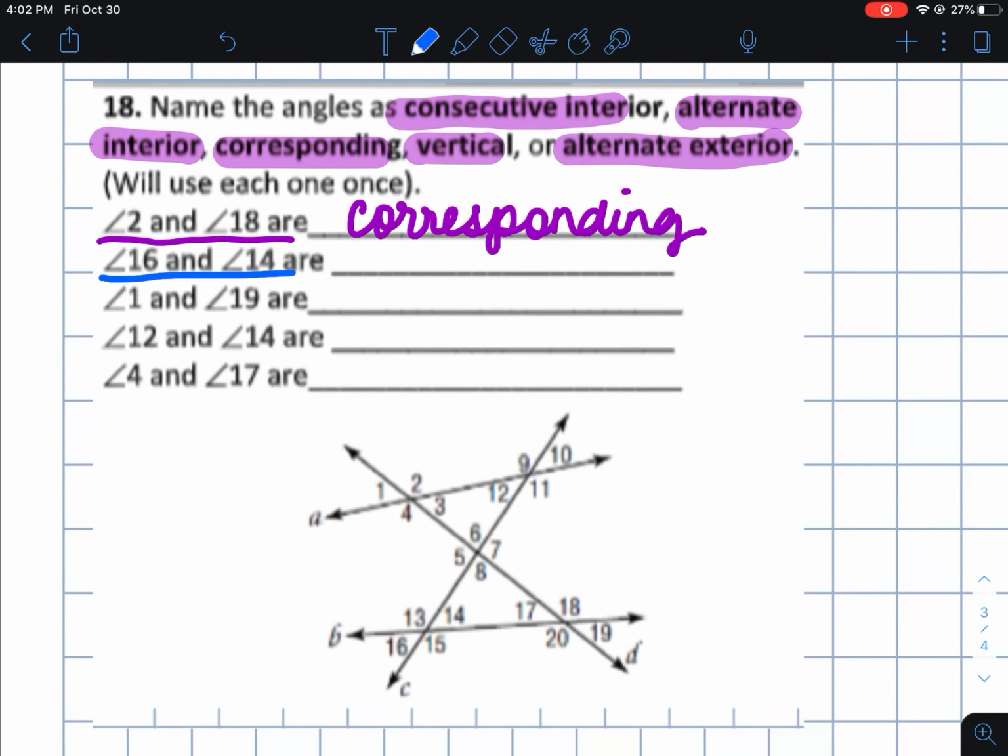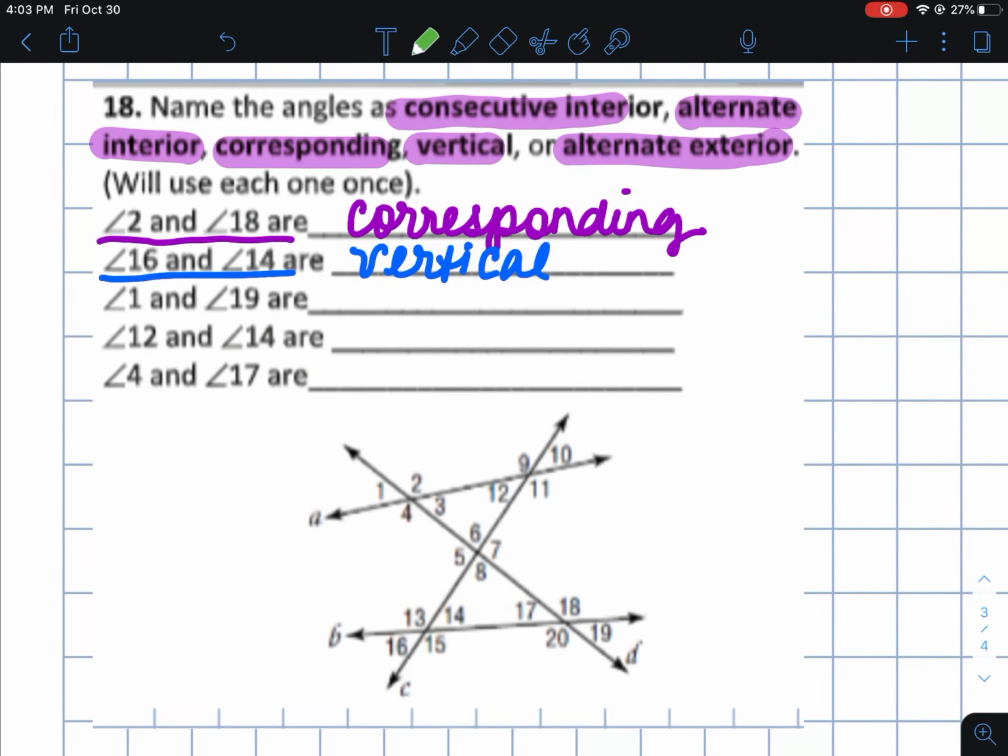So we have 16 and 14. All right, let's see where they are. 16 is here, 14 is here. Oh, there's that bow tie. I know it doesn't look exactly like a bow tie, but it looks like an hourglass or a bow tie. Either way, it's vertical angles. That's what vertical angles look like. Cool? Easy. Moving on.